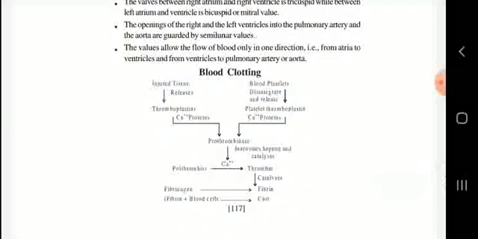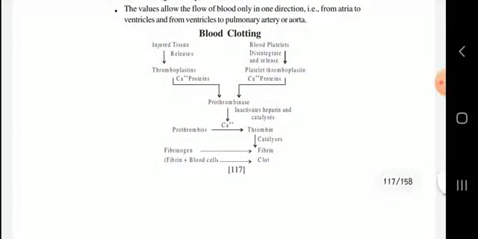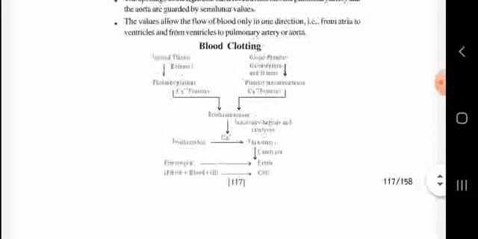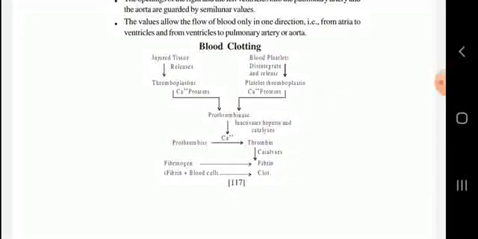So blood clotting, how does it happen? The injured tissue releases thromboplastin, and the blood platelets disintegrate and release platelet thromboplastin. With calcium and protein they combine to give prothrombinase, and prothrombinase gives thrombin. Thrombin catalyzes fibrinogen to become fibrin, and fibrin plus blood cells form the blood clot. As you know, when you get injured, after some time you see a blood clot.